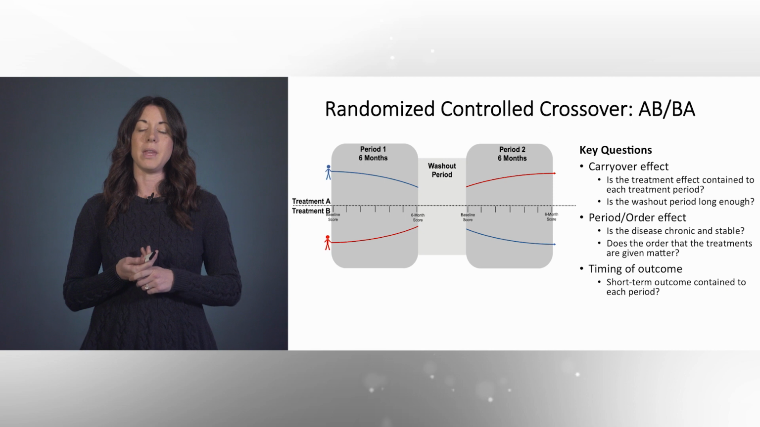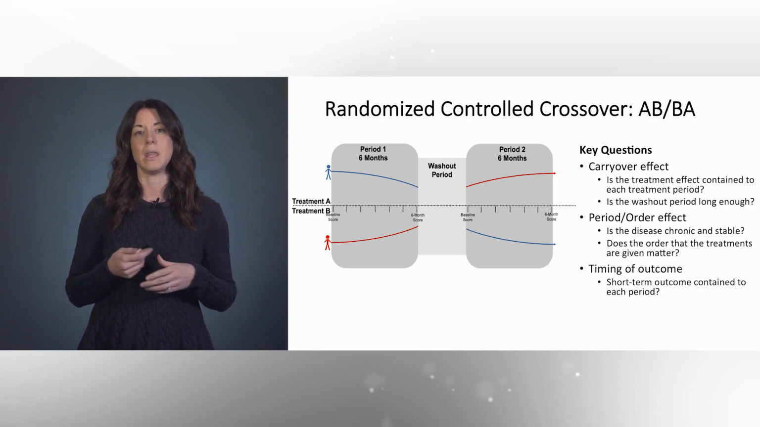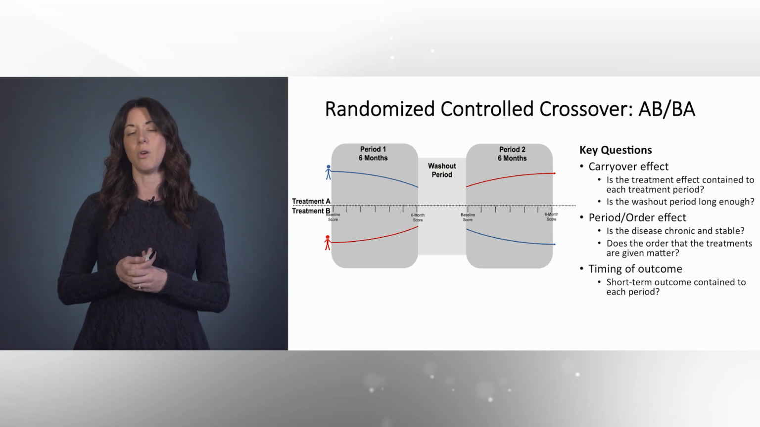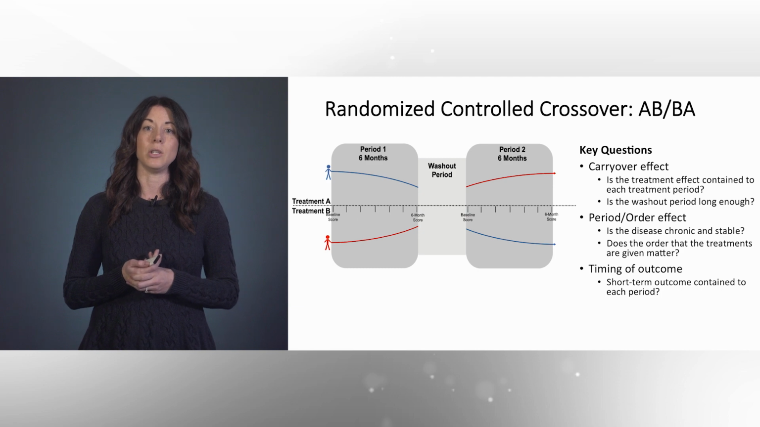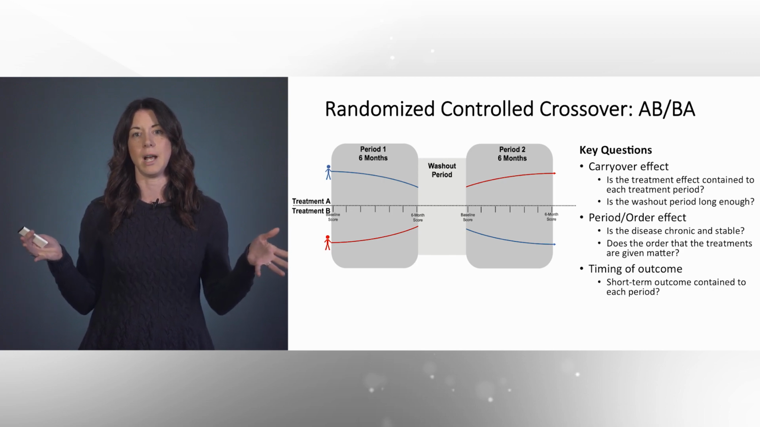Another thing that we want to think critically about is: is there a period or an order effect? So if you give a treatment in period 1, would we expect the effect of that to be different if it was given in period 2? Does it matter the order that the treatments were given? Oftentimes what we do to mitigate issues with this is we want to ensure that we have a disease that's chronic and stable so that the disease itself is constant over the entire trial.